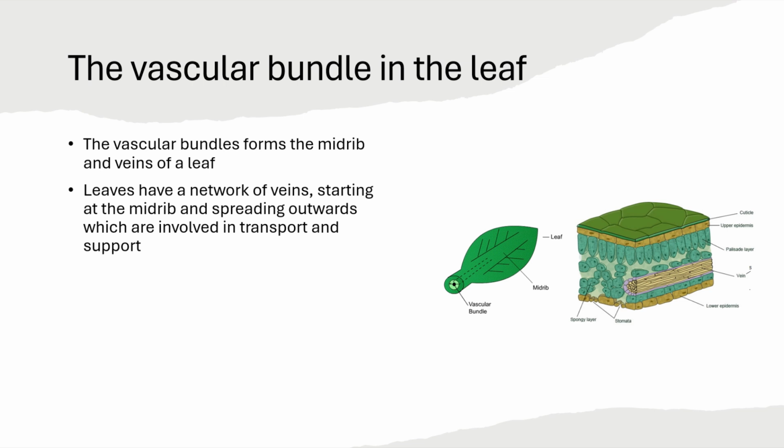Vascular bundle in the leaf here. So the vascular bundle forms the midrib and veins of a leaf. This is the midrib that comes out like that, and these are the veins that are coming out here. Leaves have a network of veins starting at the midrib and spreading outwards, which are involved in transport and support.